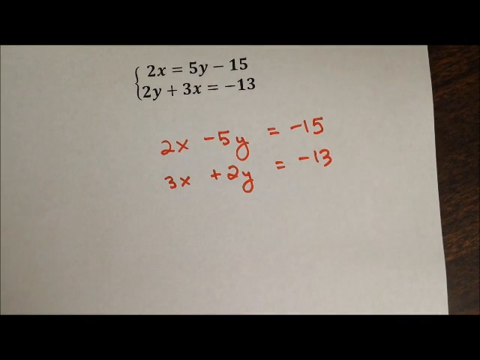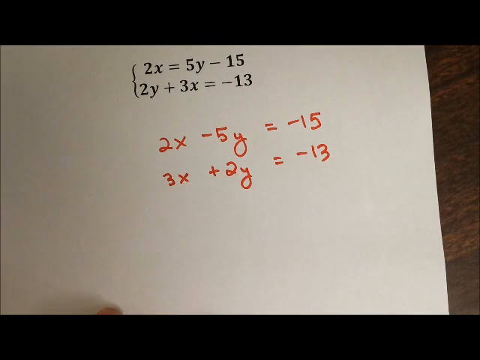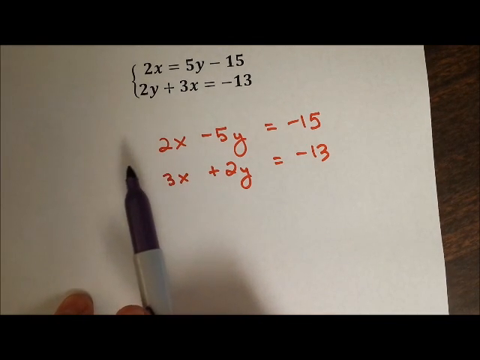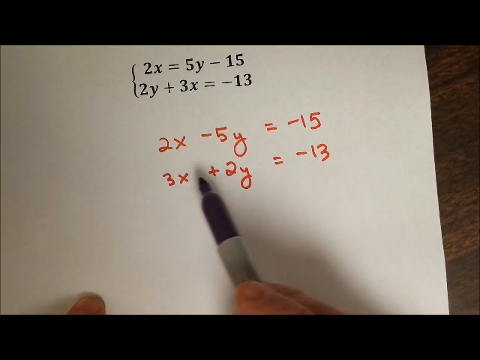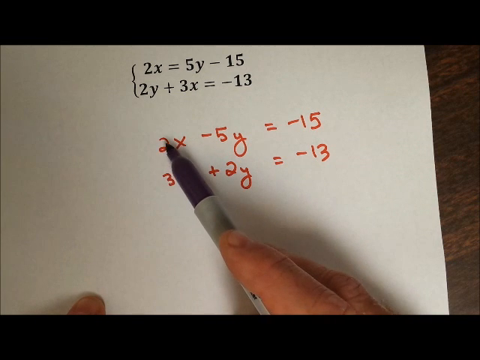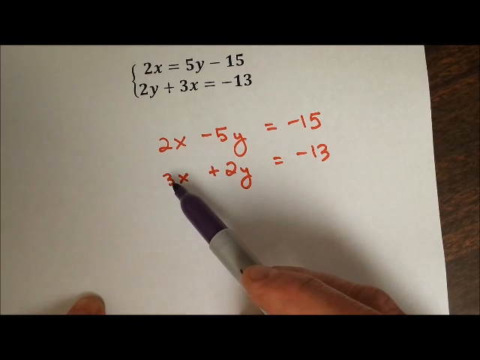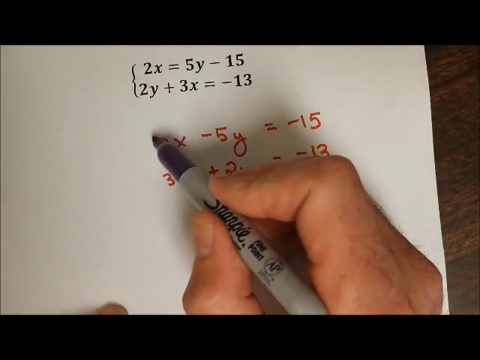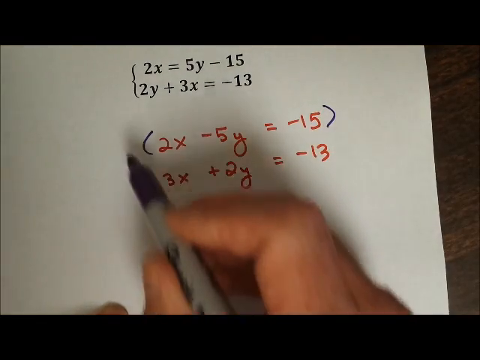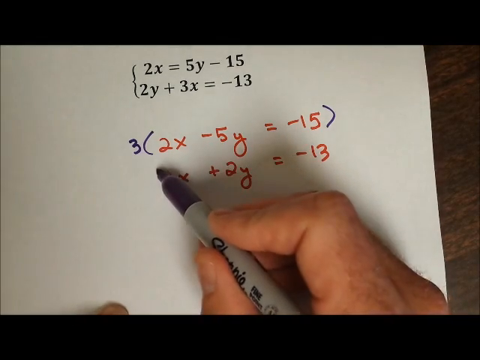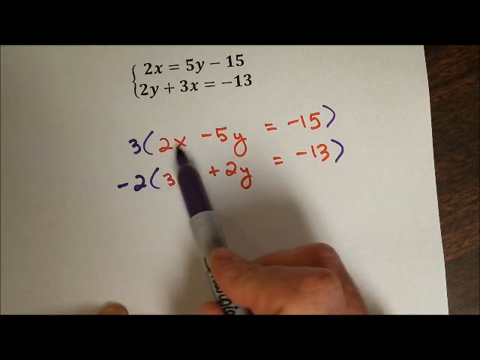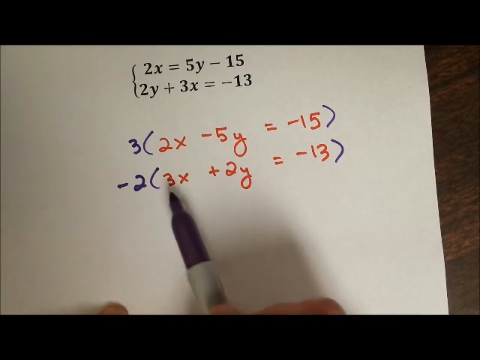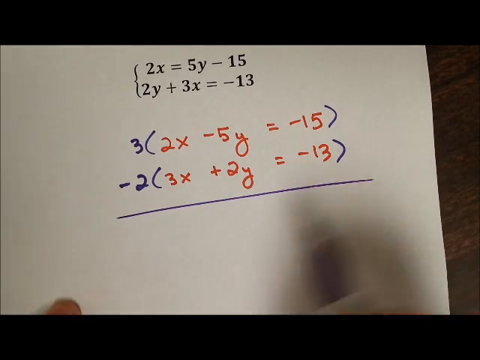So I have to make a decision here. And again, it does not matter which of these variables you eliminate first. I'm going to choose to eliminate the x's. In order to do that with addition, they need to have the same number but opposite signs. So in this case, I'm going to multiply this top equation by 3, and I'm going to multiply this bottom equation by -2. And notice what happens if I do that. I'll get 6x's up here and -6x's down there. So let's see what happens when I do that.